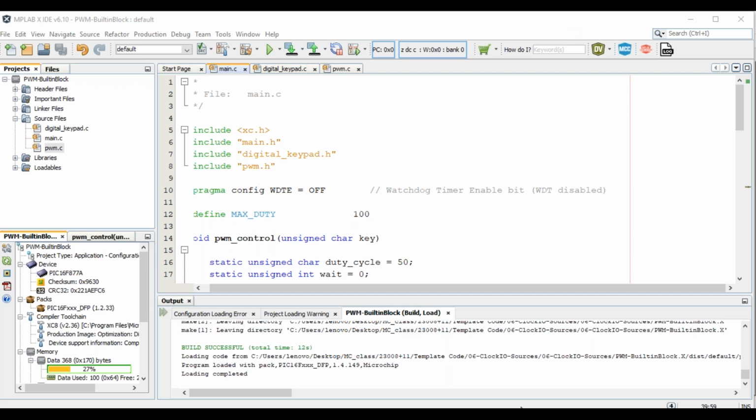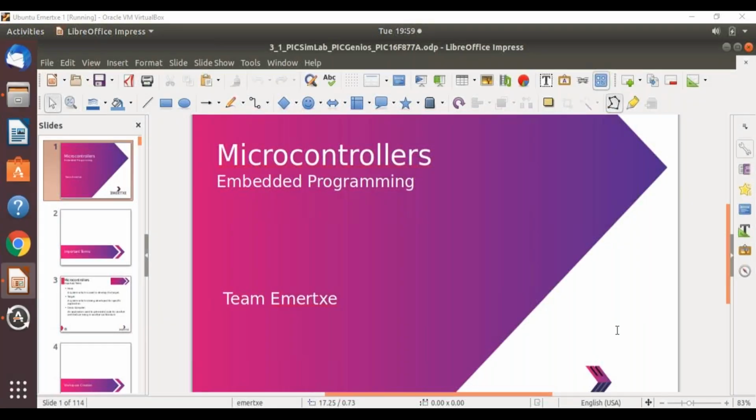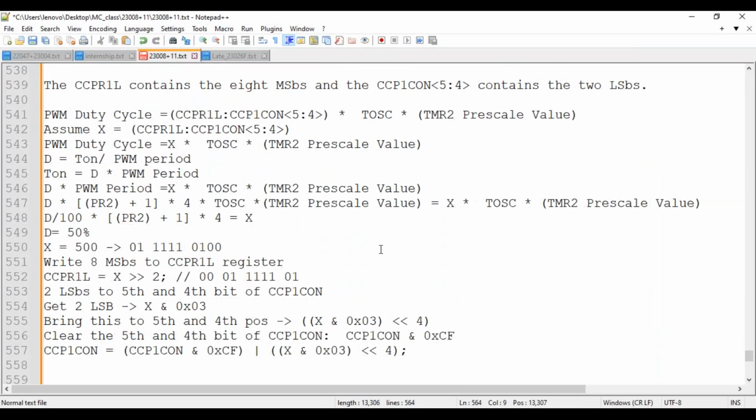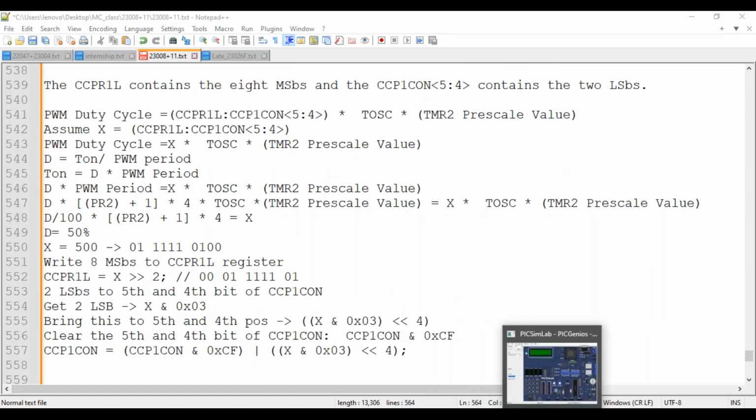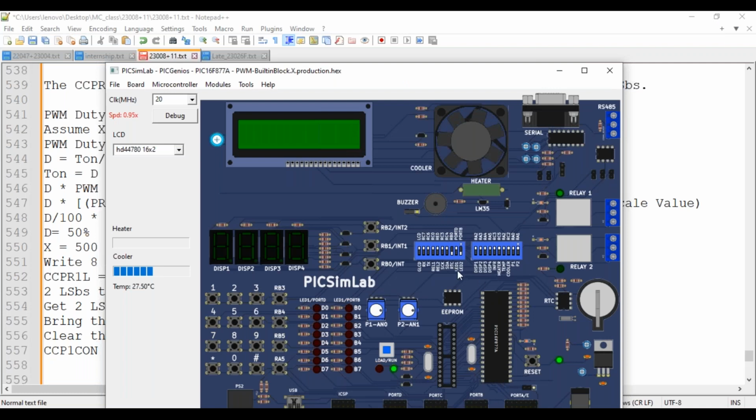Okay. Can we proceed? So once the nodes you wrote. Okay. So here is the nodes I wrote.